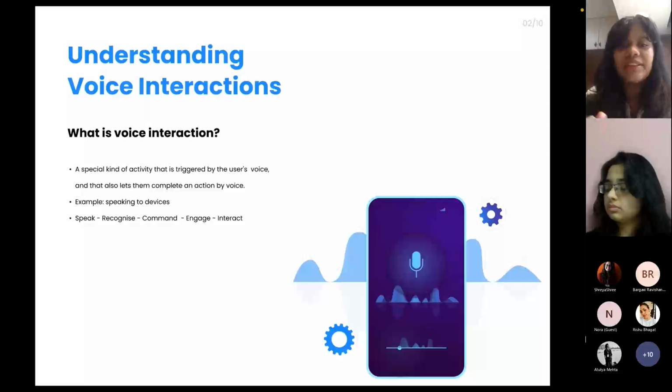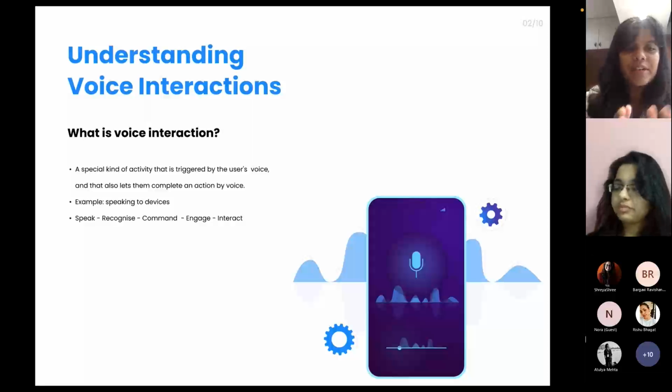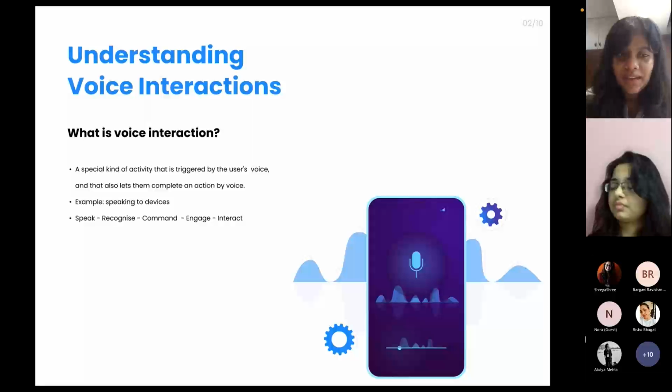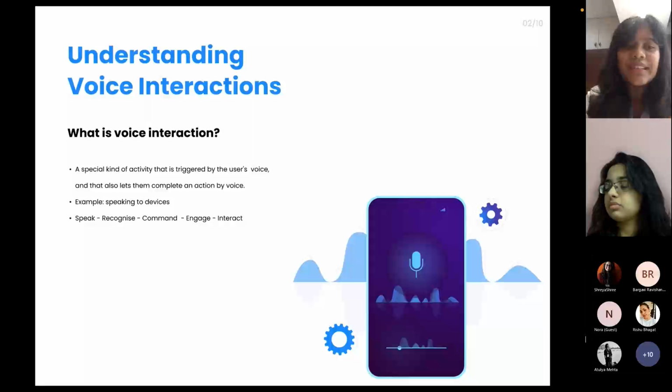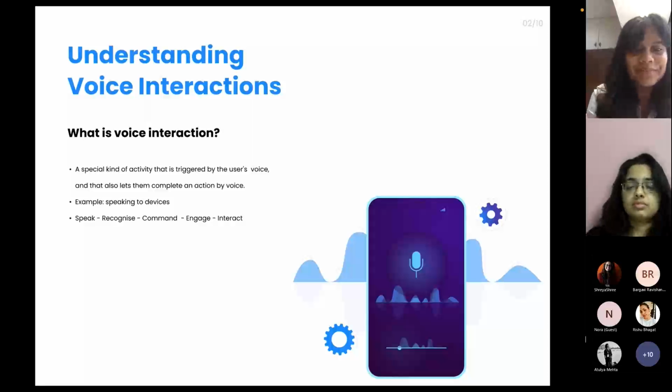And when it's trying to complete that demand, it's trying to engage with the user to say that it's trying to complete the command, and the process is taking place. So once the action is completed, you have a message or a response from the device side, and that's when the interaction takes place. So you speak, then the device recognizes your command, it engages with the user, telling them about the command and the action, and then finally the interaction takes place. So this entire process is voice interaction. Can we move on to the next slide, Shreya?